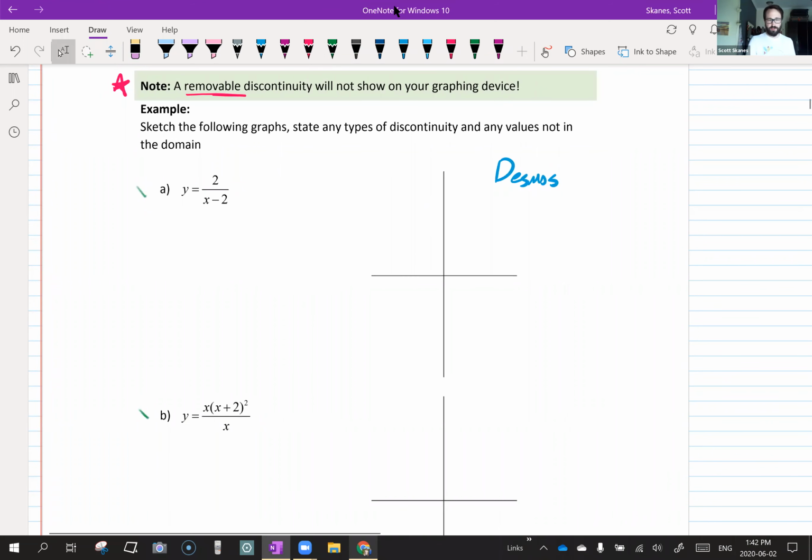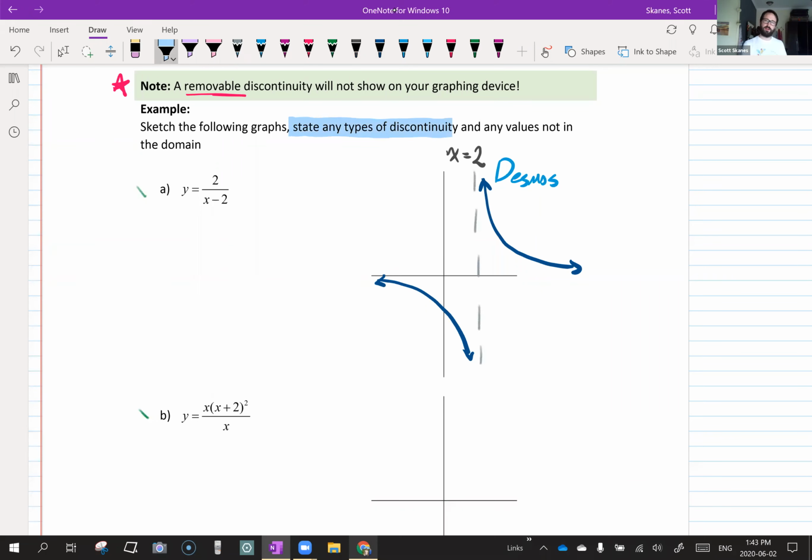So I'm going to keep this simple. I'm going to just tell you that you could use Desmos, of course, as always. I'm going to sketch it for you just to save time. If you graph this on Desmos, this is what you'll get. You'll get a function that looks like this. Okay, and I'm going to ask you very simple questions on this. First of all, this is x equals 2. It says state any type of discontinuity. What's the type of discontinuity? What kind of discontinuity is this?